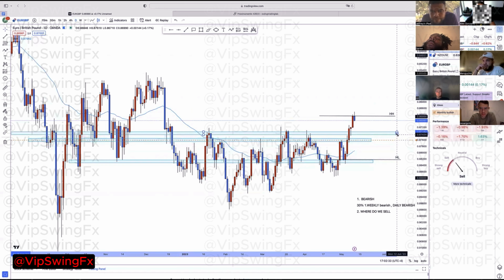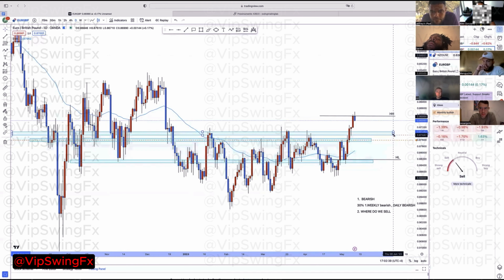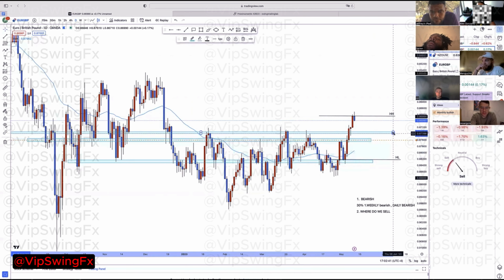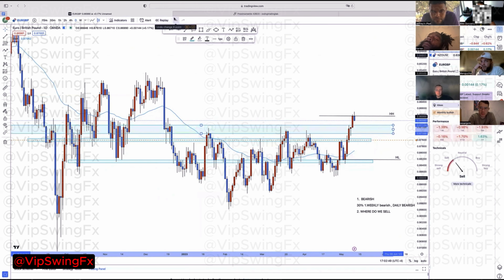So this comes to answer your question of how big is the zone? How big is this box, right? So the goal of the zone is you want to get as many bodies as possible, right? You can't get all of the wicks. The wicks don't do anything for us. We need the bodies, right?